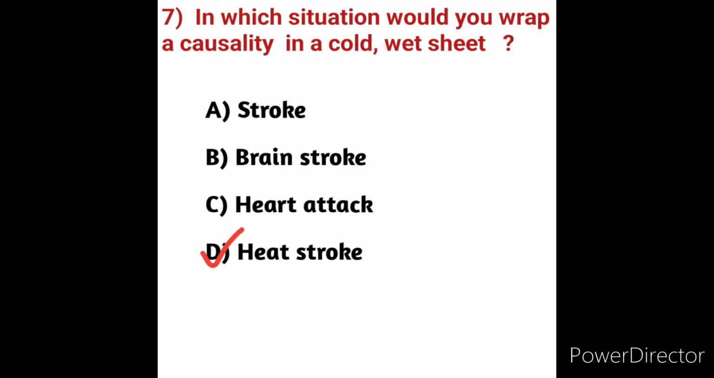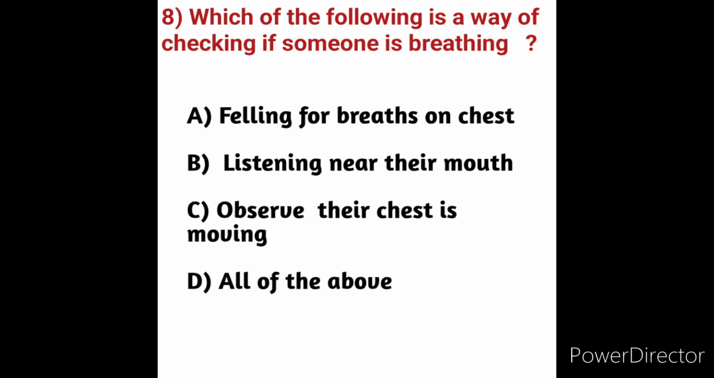Next we will move on to question number 8. Which of the following is a way of checking if someone is breathing or not? Here we have to check breathing from the options. Now we will see the options. Option A, feeling breaths on the chest. Option B, listening near their mouth. Option C, observing that their chest is moving. Option D, all of the above.